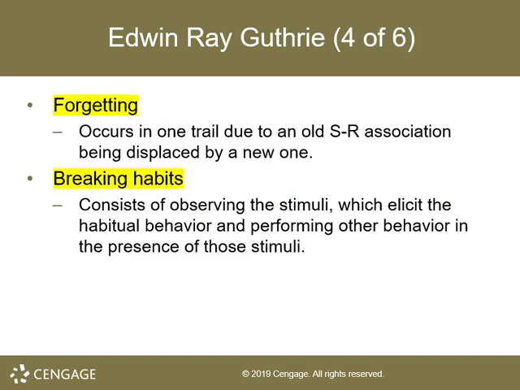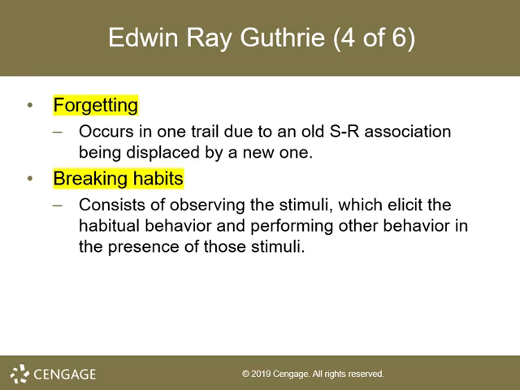Explaining forgetting. It occurs in one trial due to an old stimulus-response association being displaced by a new one. So in this case, think of an old versus new phone number. Let's say someone asked you for your previous phone number, but you've forgotten it. You've forgotten it because you've now made a new association with the new phone number. So in this instance, the old S-R association is being displaced by a new one.